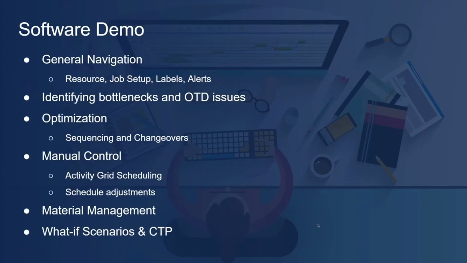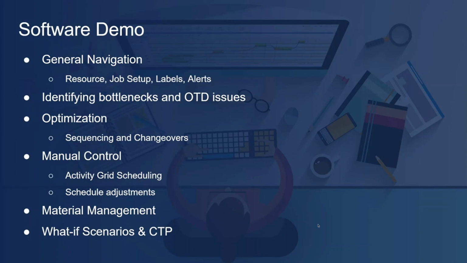All right, so let's get into the software demo. The outline here is we're going to do some general navigation. I'll flip back and forth to the slides so we can see, but general navigation, what does it look like, how it's set up? We'll identify, there's a lot of colors inside Plan It Together, so we'll identify bottlenecks, how we do that, on-time delivery issues. We'll talk about optimization and sequencing and changeovers, how you can manually control the schedule.